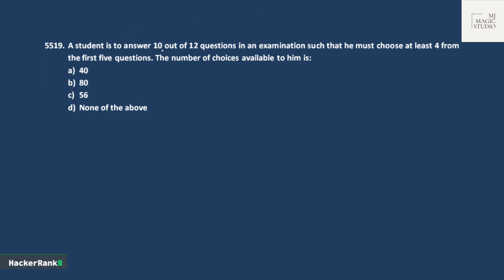A student is to answer 10 out of 12 questions in an examination such that he must choose at least 4 from the first 5. So let me divide these 12 questions as first 5 and the next 7. From the first 5, we need at least 4. He may choose 4 or he may also choose 5 from these. And the total number of questions he must answer is 10. So in the first case, if he chooses 4 from the first 5, he needs 6 from the next 7. And if he chooses 5 from the first 5, he needs 5 from the next 7.